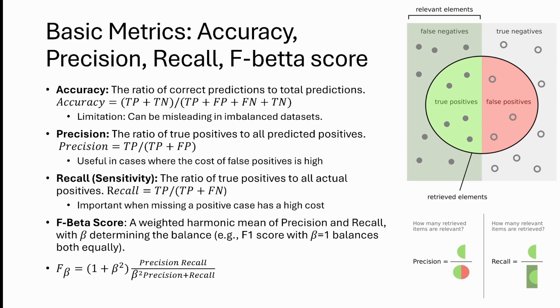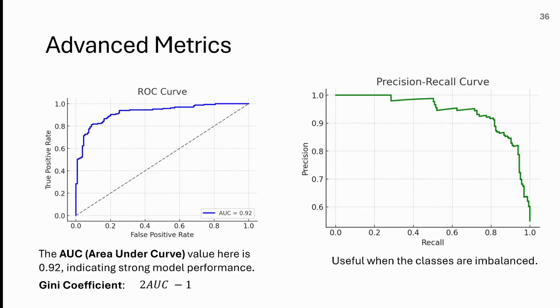F beta score is a weighted harmonic mean of precision and recall, with beta determining the balance. So F1, for beta 1, balances both equally. As for the advanced metrics, here we have the ROC curve, the receiver operating characteristic curve. It shows the relationship between true positive rate and false positive rate at various threshold levels.